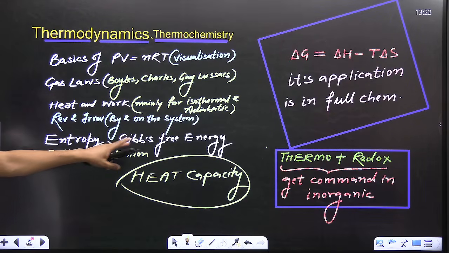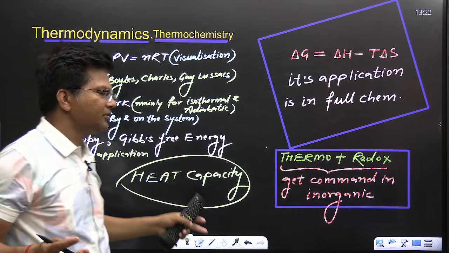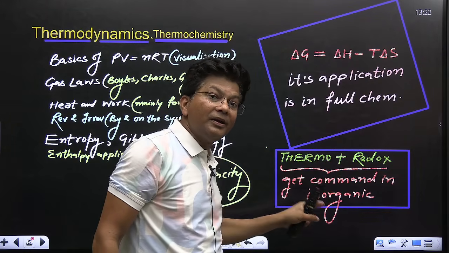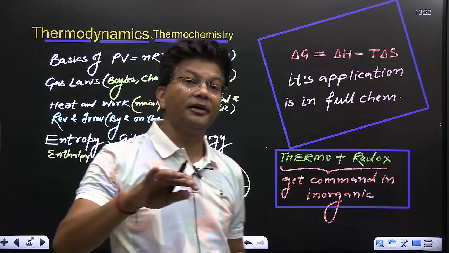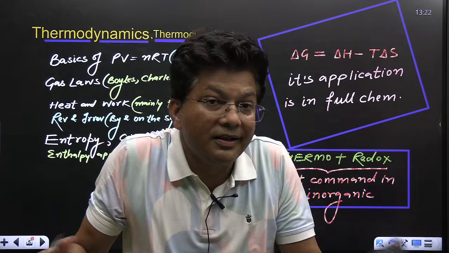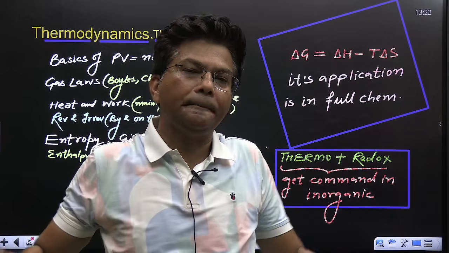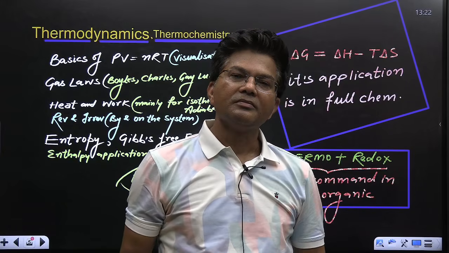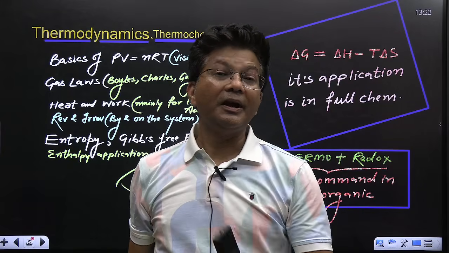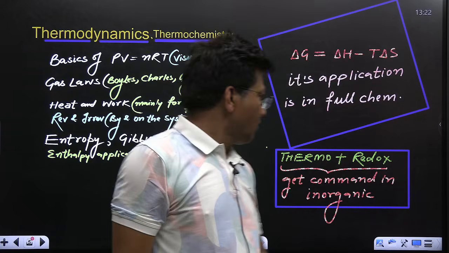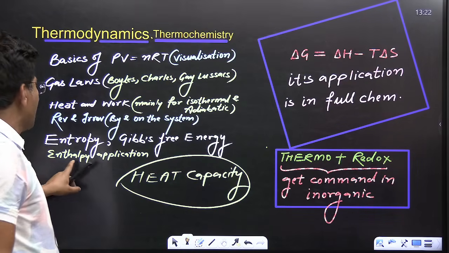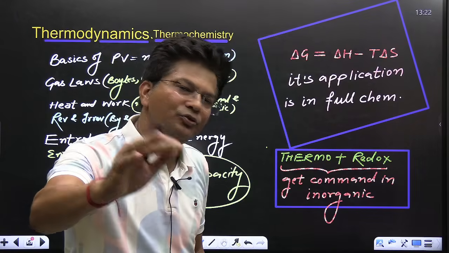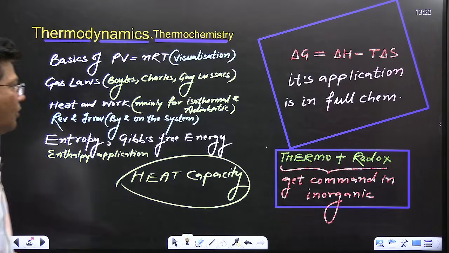Now, entropy gives free energy, enthalpy application, this everyone knows. And thermodynamics plus redox, you will get the maximum part of inorganic done by these two. Logical thinking, no need of cramming. If you apply thermodynamics and redox, you can solve your inorganic chemistry. It will become easy peasy lemon squeezy. Now, my dear students, if you are doing enthalpy, the thermochemistry part will be super easy, right, my dear students?